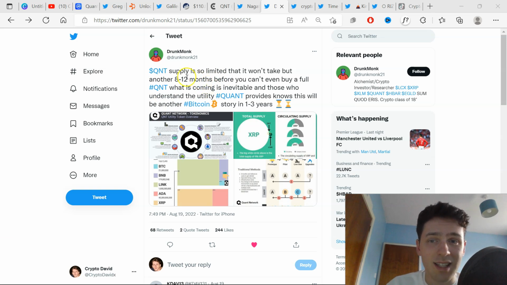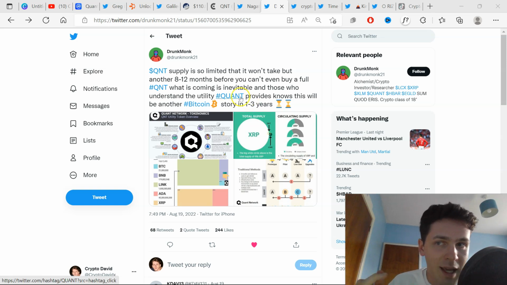So Drunk Monk says, Quant supply is so limited that it won't take but another 8 to 12 months before you can even buy a full Quant. What's coming is inevitable, and those who understand the utility Quant provides know this will be another Bitcoin story in 1 to 3 years. But if you think about the future, where Quant's actually at scale, when a large portion of the world is using the Overledger network and millions, if not billions, if not trillions is flowing through the actual network, it will be crazy.